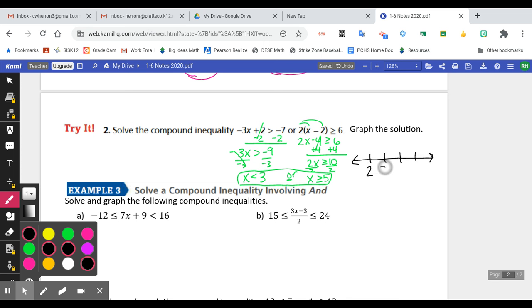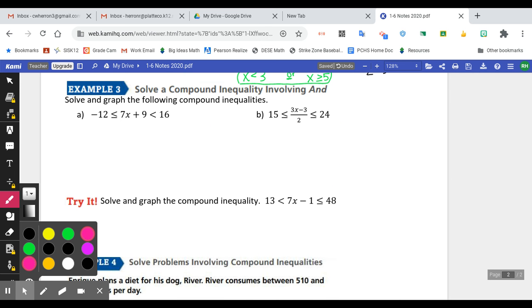So if I do 2, 3, 4, 5, I'm going to have an open on 3. Less than would be to the left, or greater than or equal to 5, so filled in, and greater than would be to the right, one way or the other.